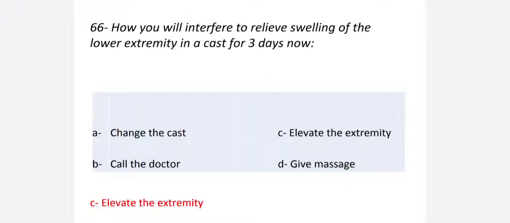Question number 6. How will you intervene to relieve the swelling of the lower extremity in a cast for 3 days now? Option A. Change the cast. Option B. Call the doctor. Option C. Elevate the extremities. Option D. Give massage. Option C. Elevate the extremities is the correct answer.